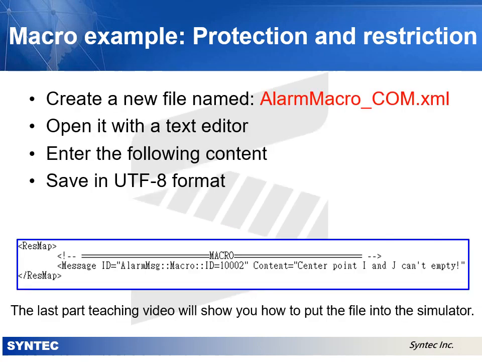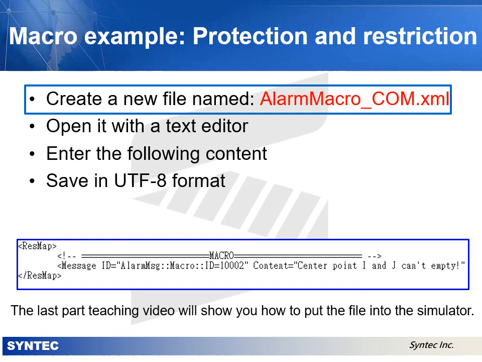This page will introduce how to create and edit an alarm string file of the second alarm method. First, create a text file named as shown here. The file extension is XML, and the COM represents the English alarm file. Second, use the text editor to open the file. Third, input the content as shown in the figure. The ID here should correspond to the macro alarm number, such as 10,002. The content of the string is written in double quotes after the content.